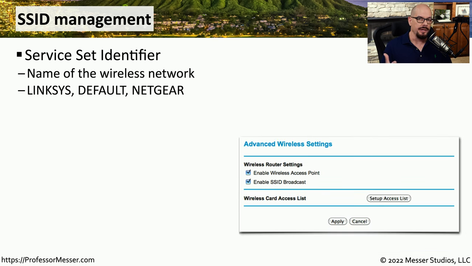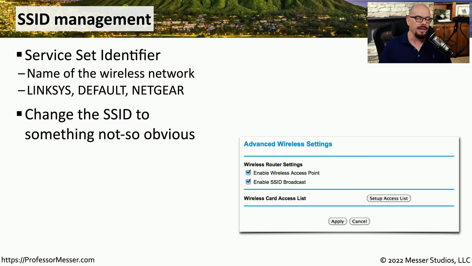When you first turn on a SOHO router, it will have a particular wireless name associated with the access point. That wireless name is called a Service Set Identifier, or SSID. And the defaults for many access points are SSIDs by the name of Linksys, Default, Netgear, and others.